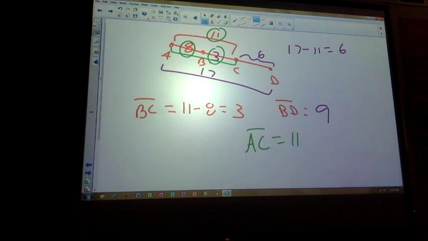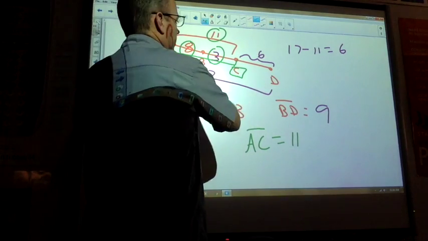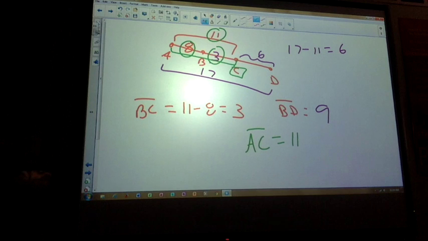Problem number 2: is C the midpoint of AD? AD is 17, so the middle of 17 would be like 8.5. So no, because C to D is only 6. It would have to be 8.5 in order to be the midpoint. Number 3. 3, A, B, or C. Any of those you want me to do?